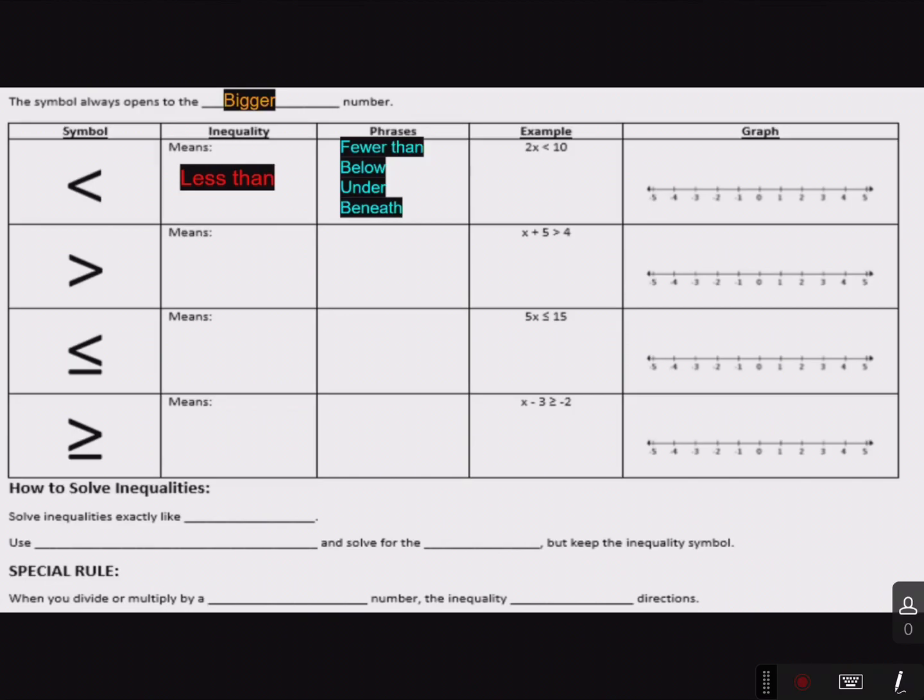Let's take a look at the example we're given for this symbol. We have 2x is less than 10. So in order to solve this, we look for the variable, and that is next to the 2. When a number and a variable are touching, that means that they're multiplying, so we're going to do the inverse, or the opposite, and that means to divide. We're going to divide by 2. The 2's cancel out, and we get x is less than 10 divided by 2, which gives us x is less than 5.